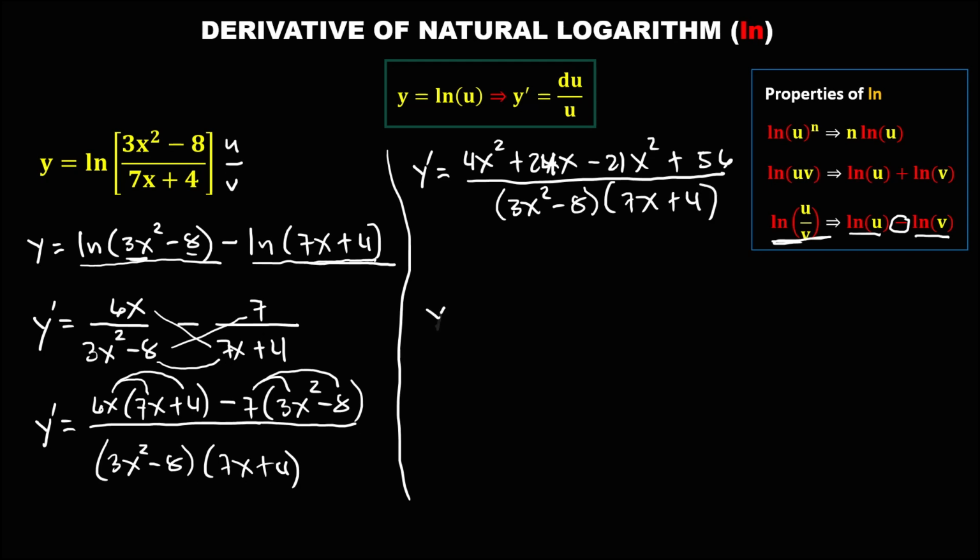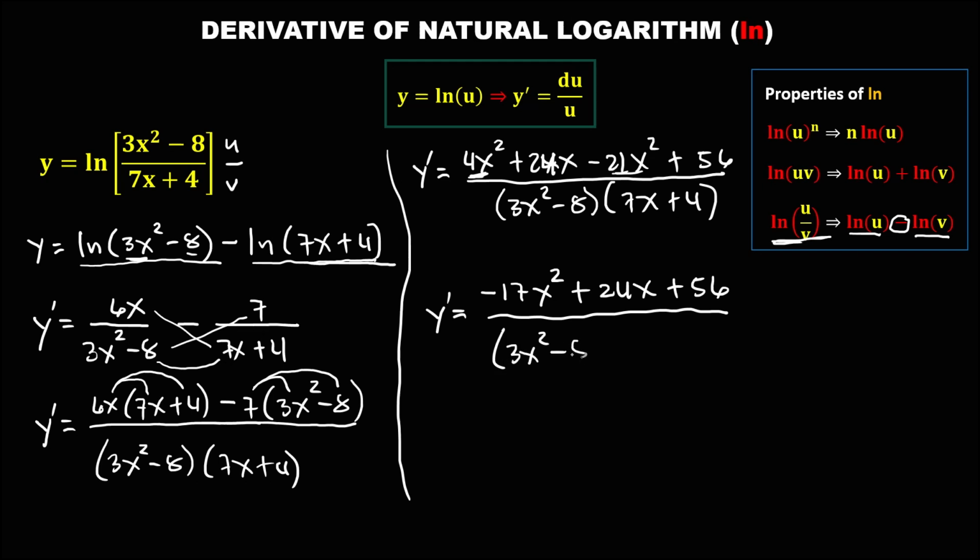Then combine like terms in the numerator. So this positive 42x squared and negative 21x squared, this is positive 21x to the power 2. Then bring down positive 24x plus 56. Then over 3x squared minus 8 times 7x plus 4.